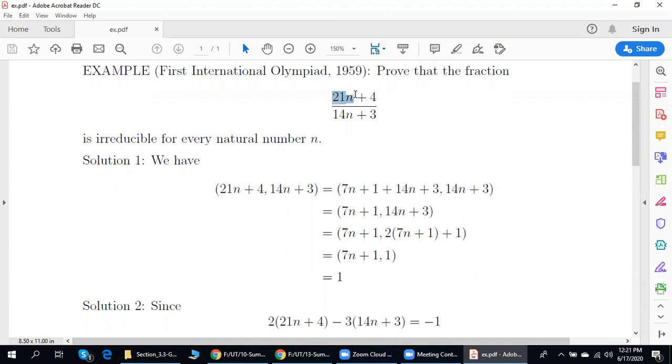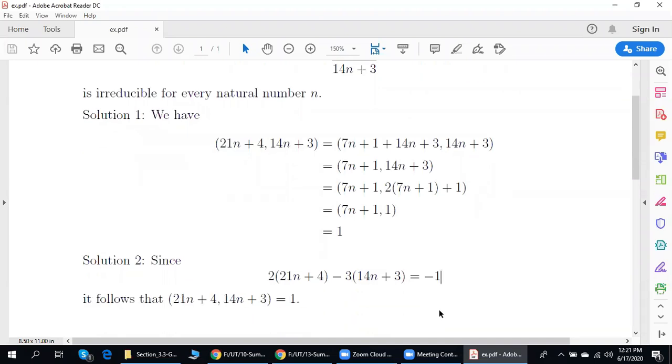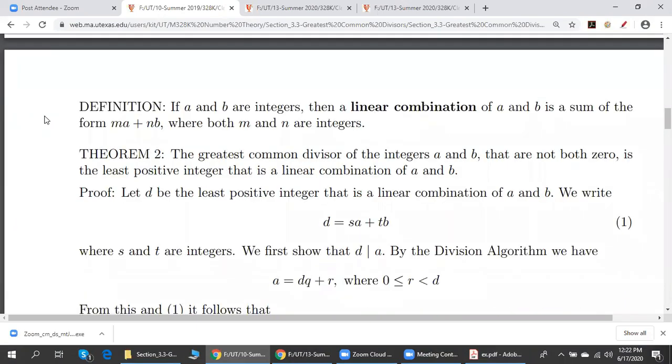Observe that this, which is over here, times 2, minus this, which is over here, times 3, is equal to -1. So any common divisor of these two numbers is a divisor of -1. Therefore, the greatest common divisor of these two numbers is 1. We're done. Next.